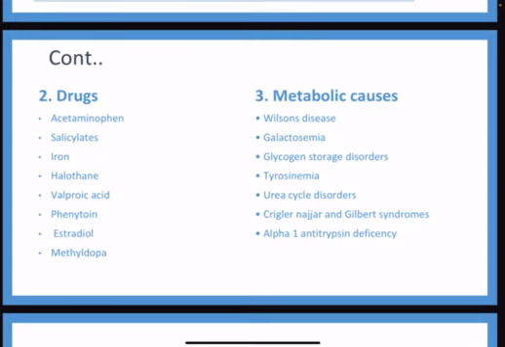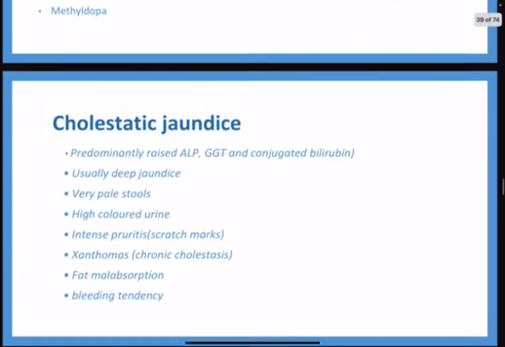Metabolic causes, many metabolic disorders can cause jaundice, like Wilson, galactosemia, which is direct hyperbilirubinemia, glycogen storage disease, tyrosinemia, alpha-1 antitrypsin deficiency, which is very uncommon but can cause multisystemic involvement like pulmonary, hepatic, etc. We covered cholestatic jaundice.